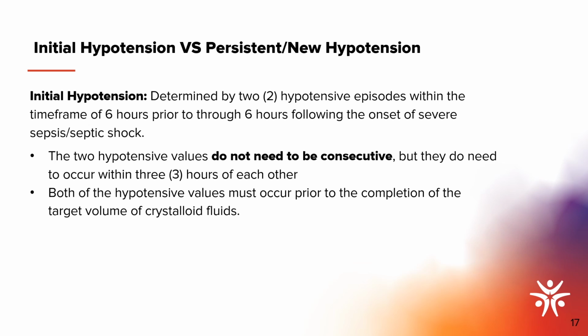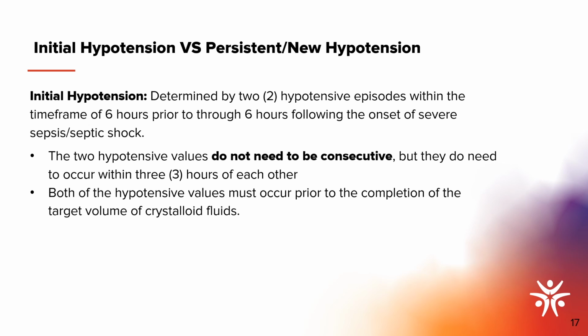In closing, I want to leave you with a quick comparison of initial hypotension versus persistent or new hypotension. Initial hypotension is determined by 2 hypotensive episodes within the time frame of 6 hours prior to through 6 hours following the onset of severe sepsis or septic shock. The 2 hypotensive values do not need to be consecutive, but they do need to occur within 3 hours of each other. And they also need to occur within the acceptable time frame.